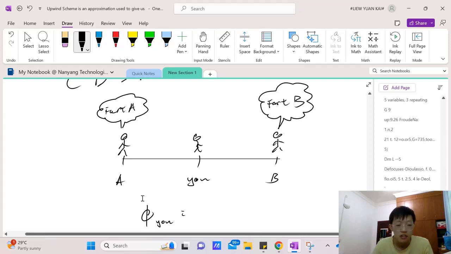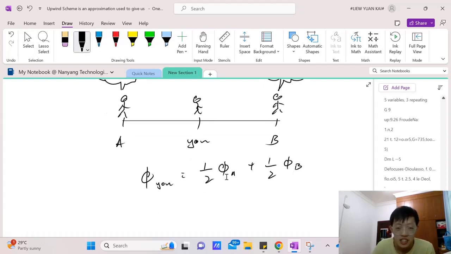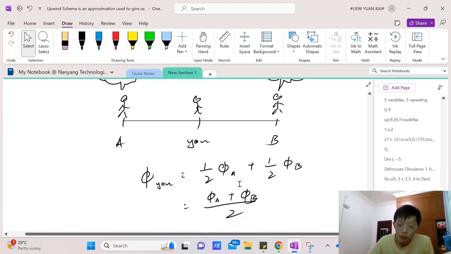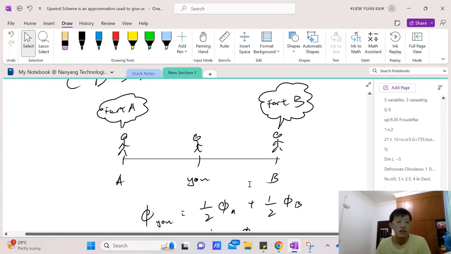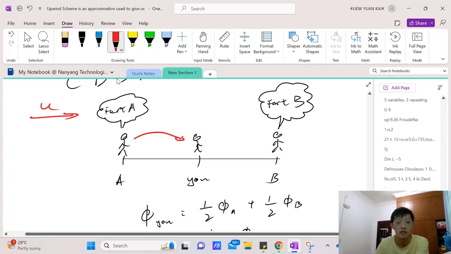What we do is we imagine that half the fart comes from A and the other half comes from B. In other words, if you simplify this expression, it would just be phi A plus phi B divided by 2. That's why we just take the average of the neighbors. But when is this accurate? Think about it. Earlier in the upwind scheme, we thought about the wind blowing fart A onto us, so we smell fart A more than we smell fart B, right?